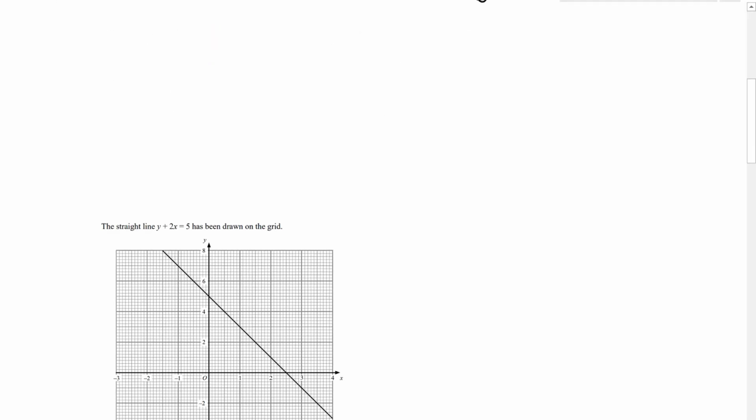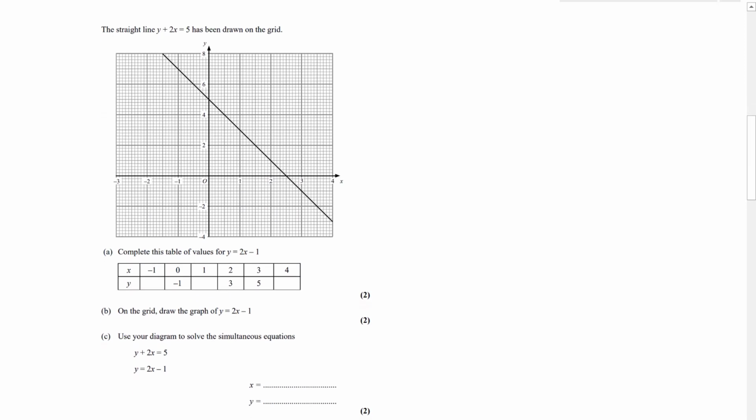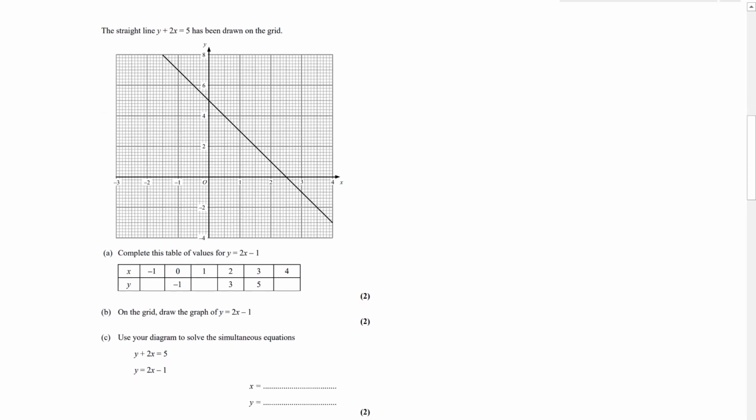So let's now have a look at how we would solve something in a more graphical sense. So they've already plotted out for you the line of y plus 2x equals 5. And they want you to complete this table because they have a second equation here that they want you to be able to solve. So completing the table, all we're going to do is take the values of x and substitute them in. So y must be equal to 2 times minus 1, minus 1. 2 times minus 1 gives you minus 2, minus the extra 1 gives you minus 3.